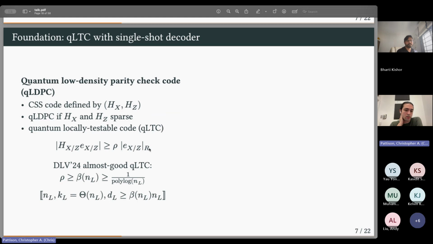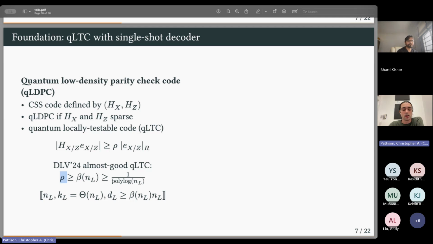So the code that we're going to use is this code of Dinur, Lin, and Vidick. These are quantum locally testable codes with almost optimal parameters. They have constant rate, so the number of logical qubits encoded per code block is as good as it could be asymptotically. And the distance and soundness are, again, almost as good as they could be.